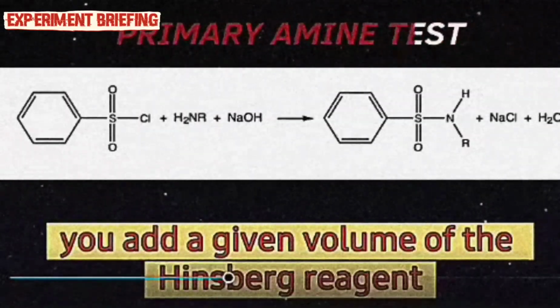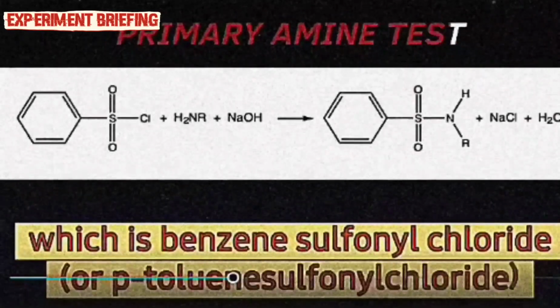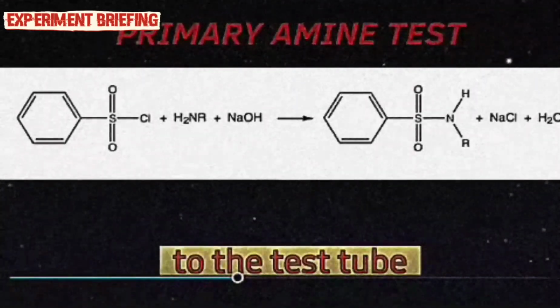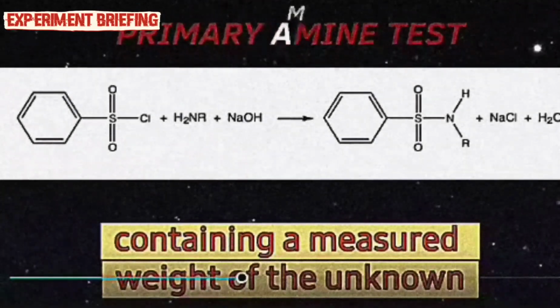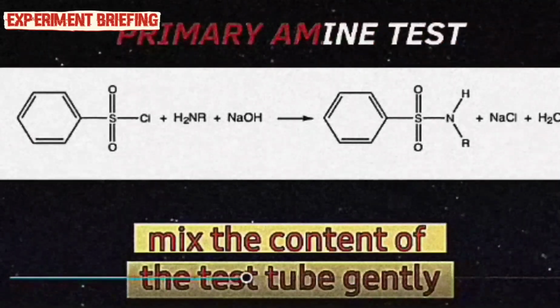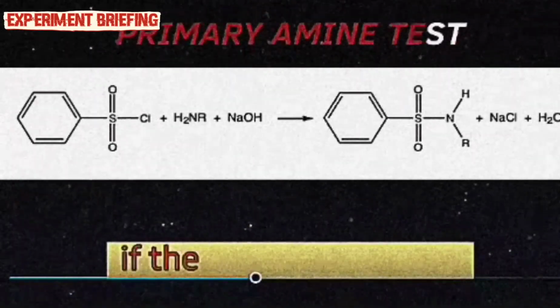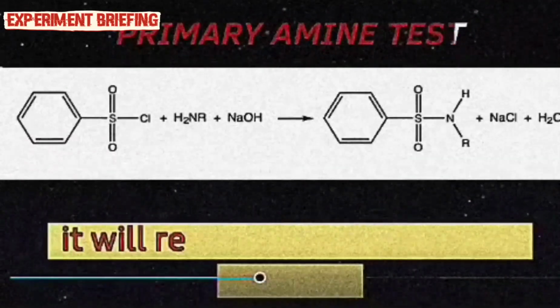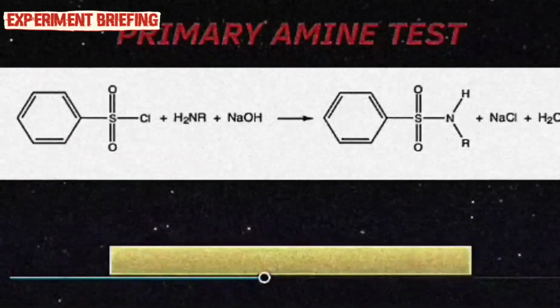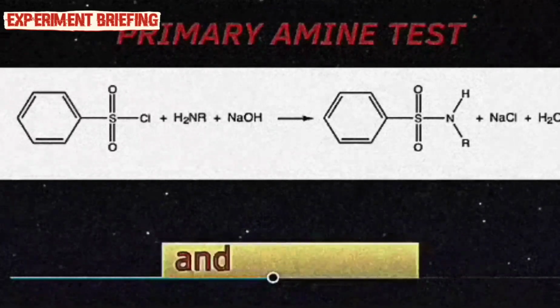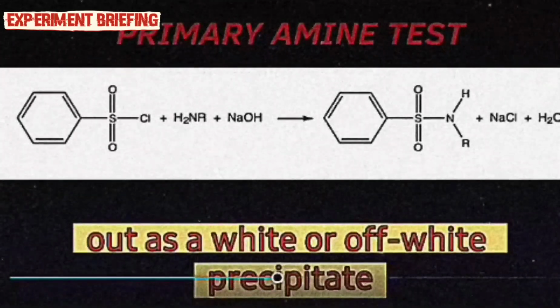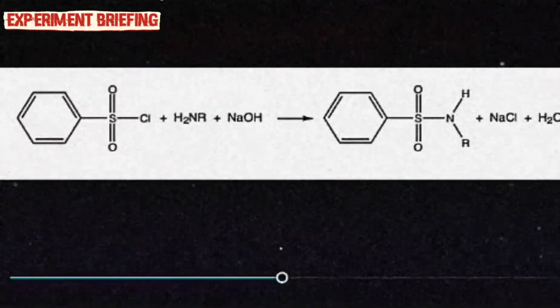You add a given volume of the Hinsberg reagent, which is benzene sulfonyl chloride, to the test tube containing a measured weight of the unknown. Mix the content of the test tube gently and observe the reaction. If the amine is a primary amine, it will react with the Hinsberg reagent to form a sulfonamide and precipitate out as a white or off-white precipitate.